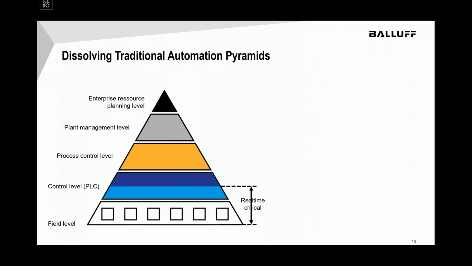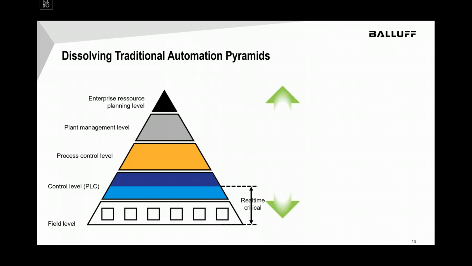The enterprise resource planning could not get down to the field level or the control level without proper authorizations, without proper interfaces. That was restricting the data flow from one end to the other.